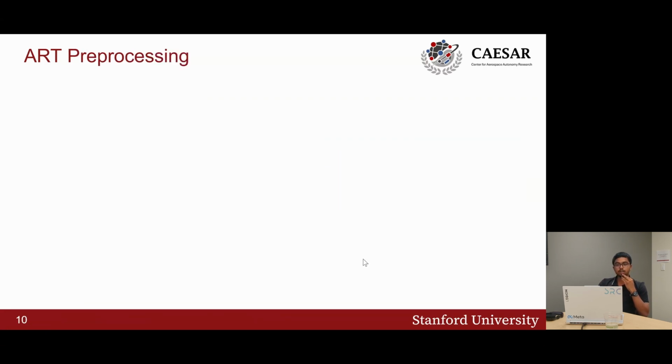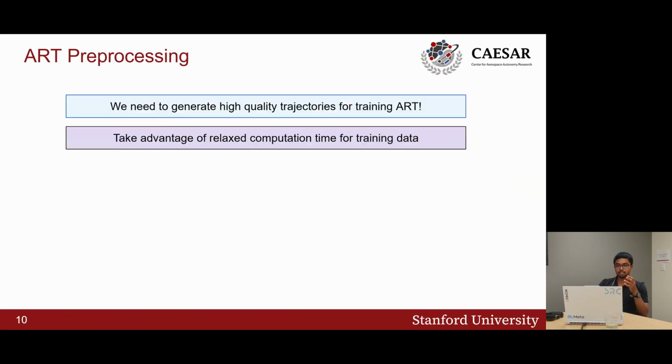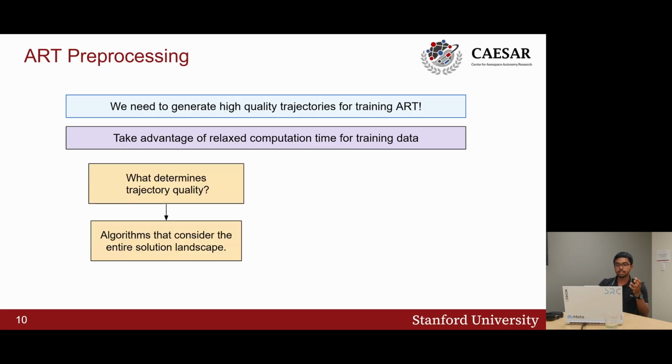So the thing is, in order to generate a very good initial guess, we need to leverage the pre-processing. We need very high quality data for training, preferably the ones which are globally optimum for the given trade-off metrics. One of the things which determines the trajectory quality is the algorithms that consider the entire solution landscape, so that it can capture all the global minima which are out there.